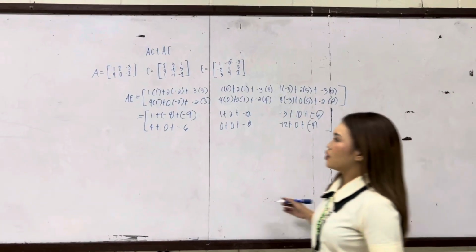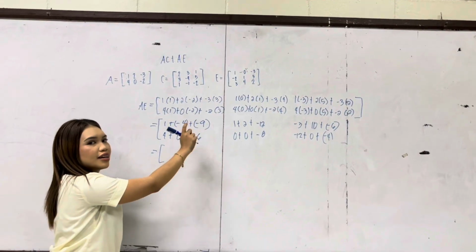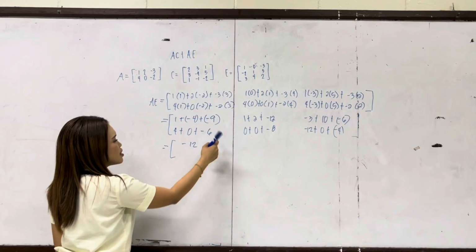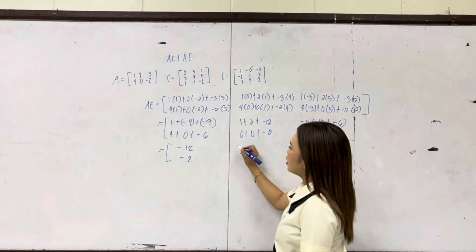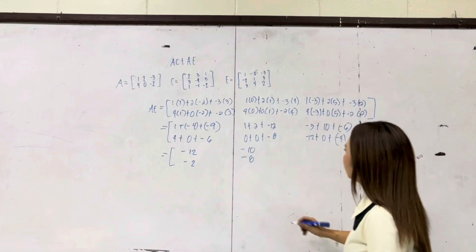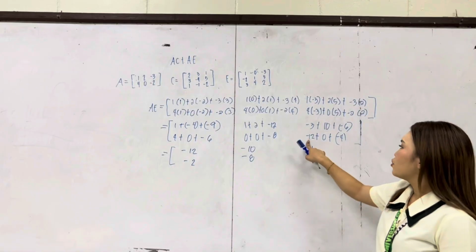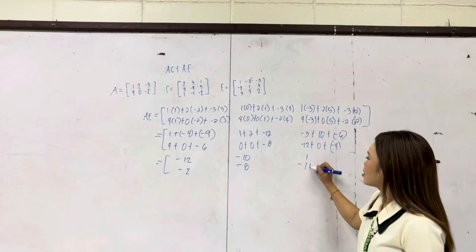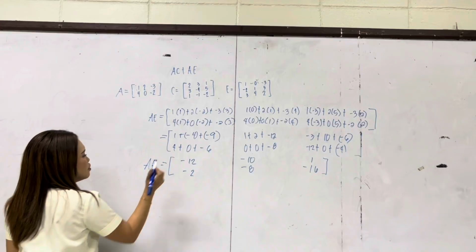Now, let's add them together. So 1 plus negative 4 plus negative 9 is negative 12. 4 plus 0 plus negative 6 is negative 2. 1 plus 2 plus negative 12 is negative 10. 0 plus 0 plus negative 8 is still negative 8. Negative 3 plus 10 plus negative 6 is 1. And negative 12 plus 0 plus negative 4 is negative 16. So, this is the product of A times E.